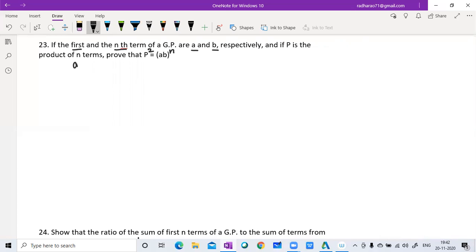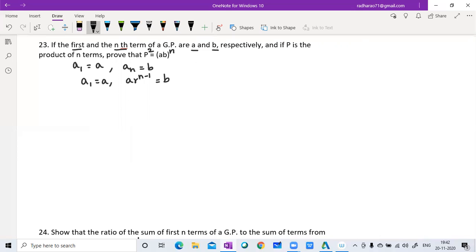So the first term is given as A and the nth term is given as B. What is the first term? First term is A1, so A1 is A, and the nth term AN is given as B. How do you write AN? A R power n minus 1 is equal to B. So the first term is A and the nth term is B, and the nth term is written as A R power n minus 1, that is equal to B.